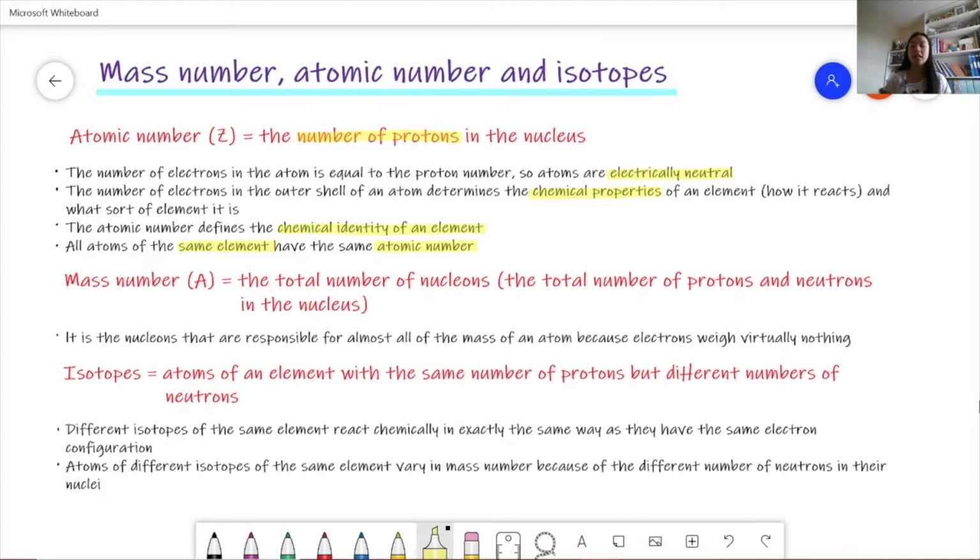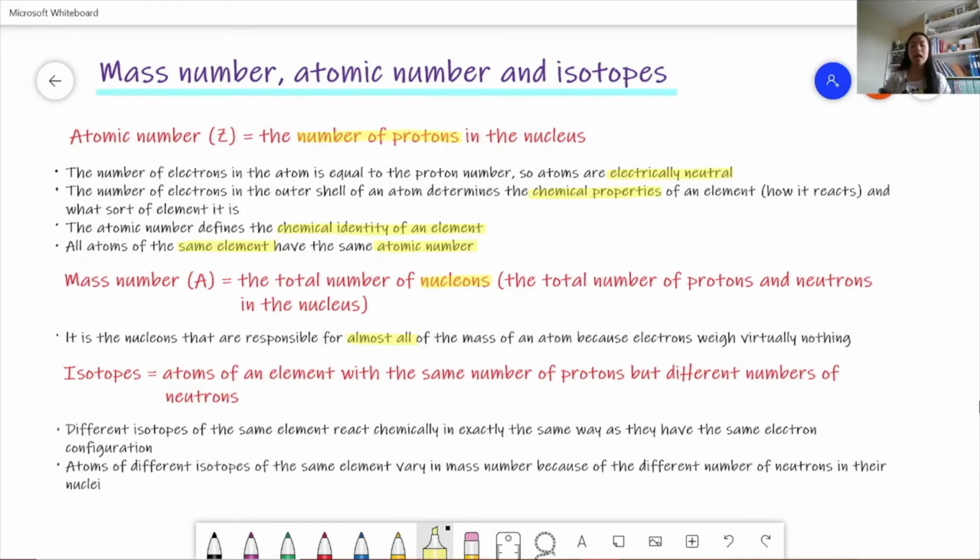The second definition that we need to know is the mass number, which we sometimes call A, and this is equal to the total number of nucleons. So we add up the total number of protons and the total number of neutrons, which are both in the nucleus. It's the nucleons that are responsible for almost all of the mass of an atom because electrons weigh virtually nothing. We saw that the relative masses of protons and neutrons were 1 and electrons were 1 over 1,840, which is significantly smaller.